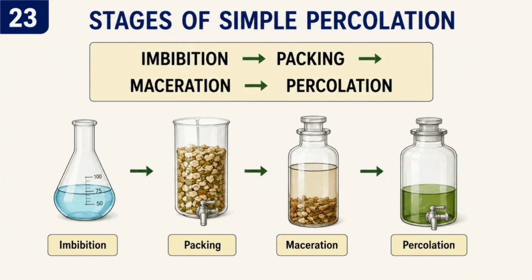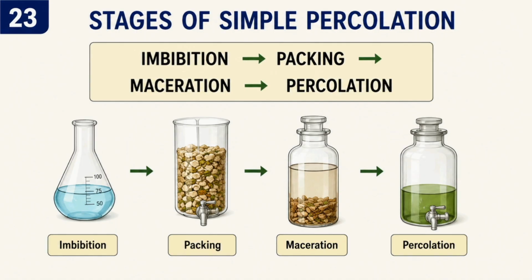Stages of simple percolation. Simple percolation has important stages. First, imbibition, second, packing, then maceration, and finally percolation. Remember the sequence as moist, pack, wait, and flow. Students, repeat it once. Moist, pack, wait, flow.